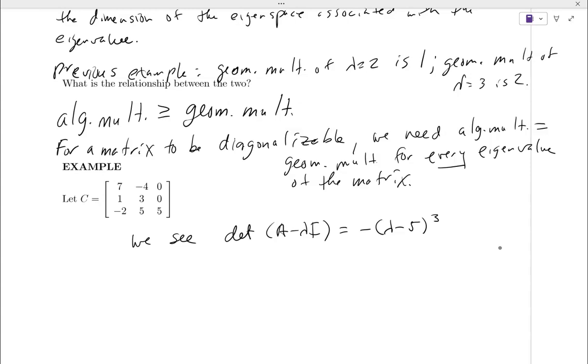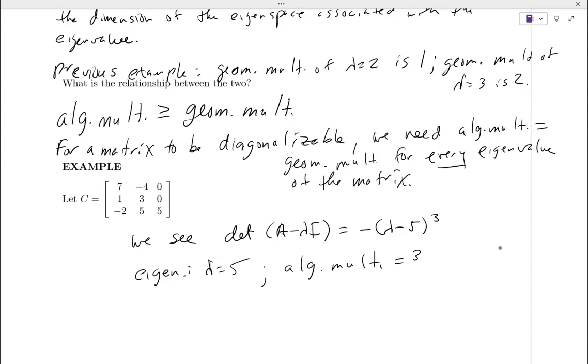So what's your eigenvalue then? What's the only eigenvalue we have? 5. Good. So our eigenvalue is lambda equal to 5. Its algebraic multiplicity is what? 3. Yep, it's the power on the factor that gives you the 5. Its algebraic multiplicity is 3. That's the only eigenvalue we have.